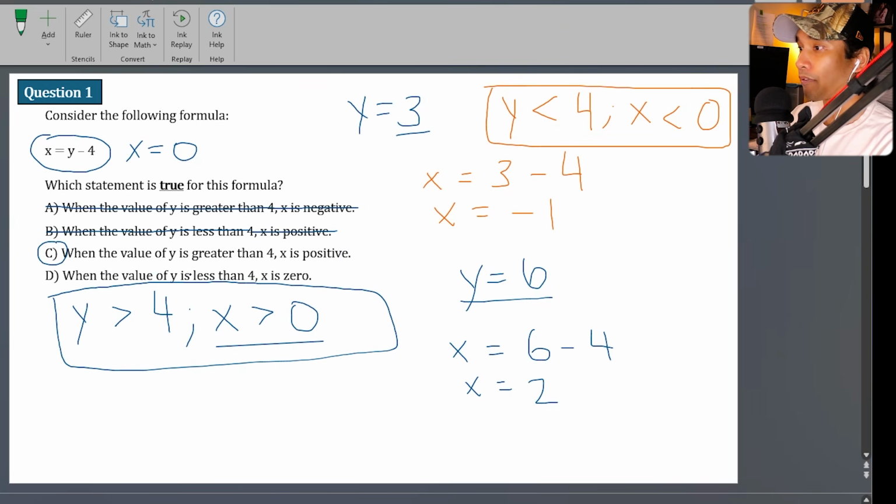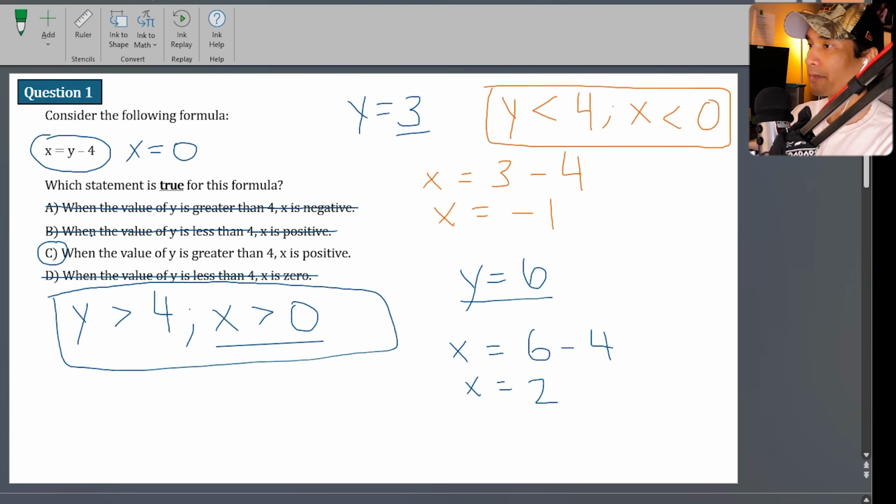When the value of y is less than 4, x is 0. Well, this statement only works if it said when the value of y is 4, x is 0. Because we found where the cutoff was. And to find the cutoff is when we set x to 0, and then we solve, and then we're left with 4. In our case, we were left with 4. So this is wrong.